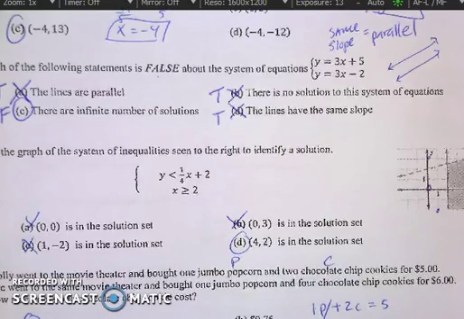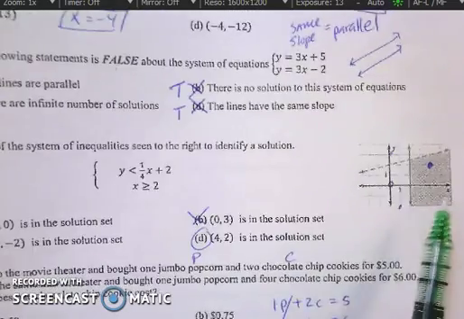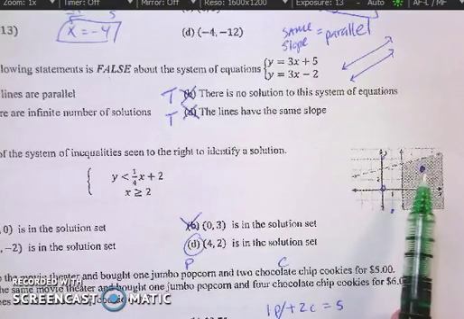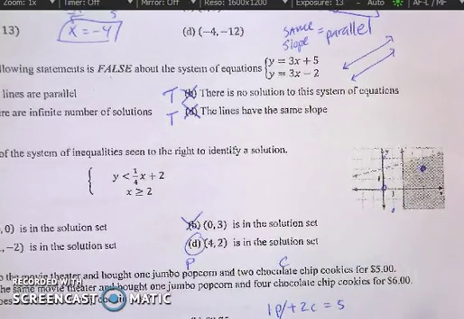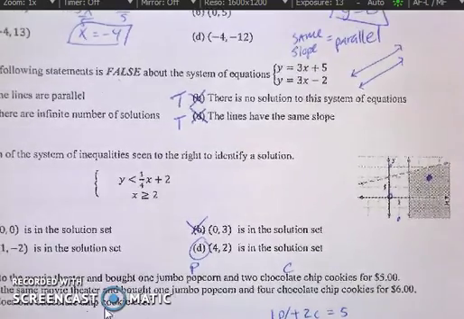Use the graph of the system of inequalities to identify a solution. All you have to do is pick a point and graph it and see if it shows up in the shaded region. Which point? 4, 2 does, so the answer is D.